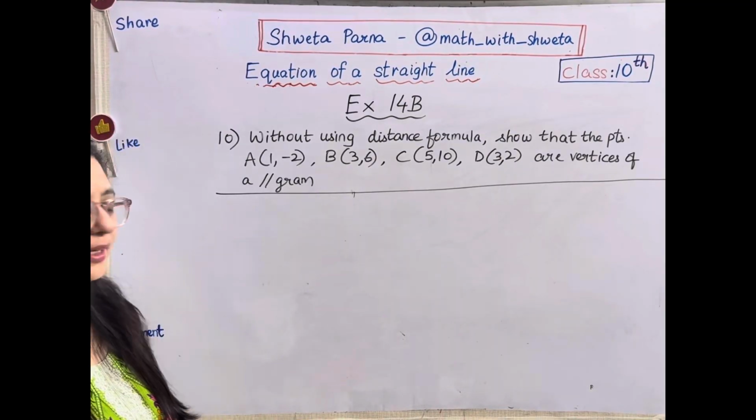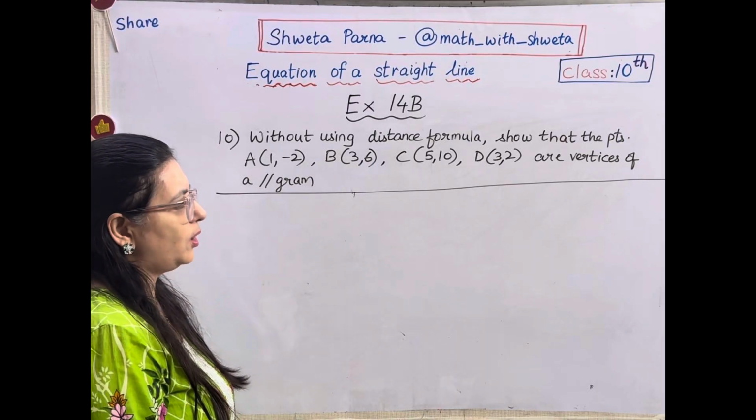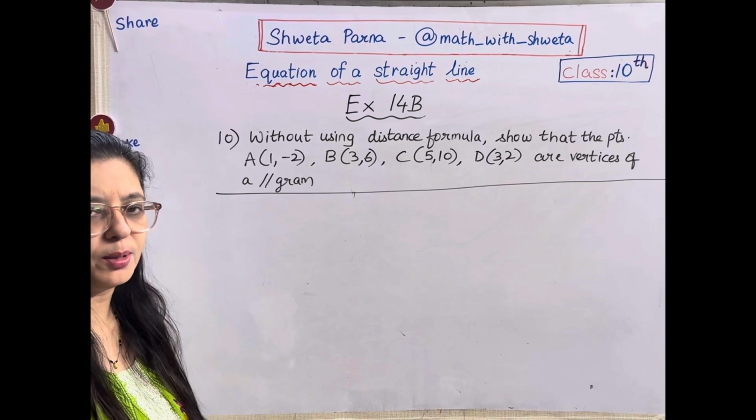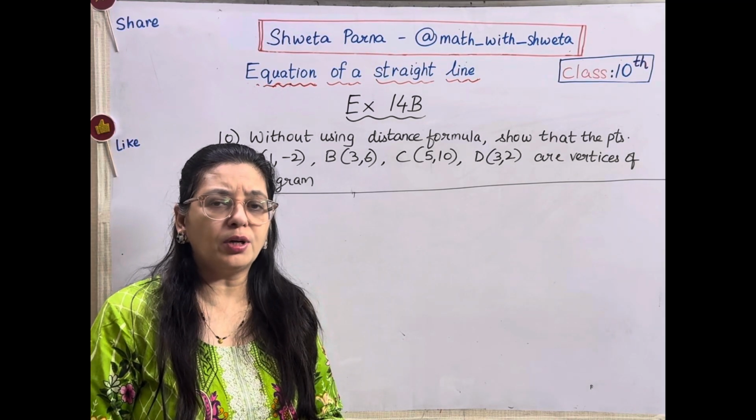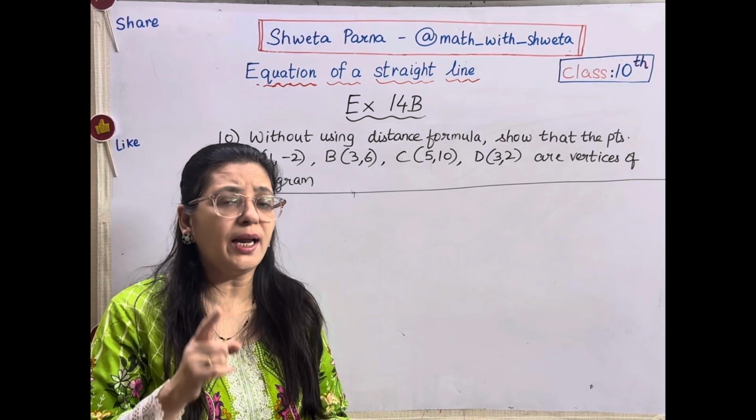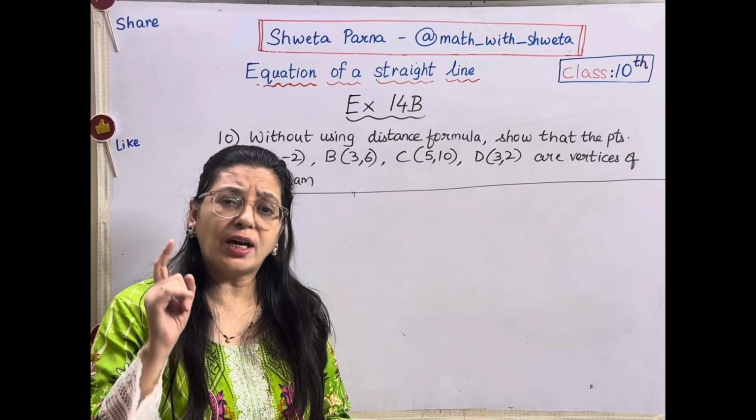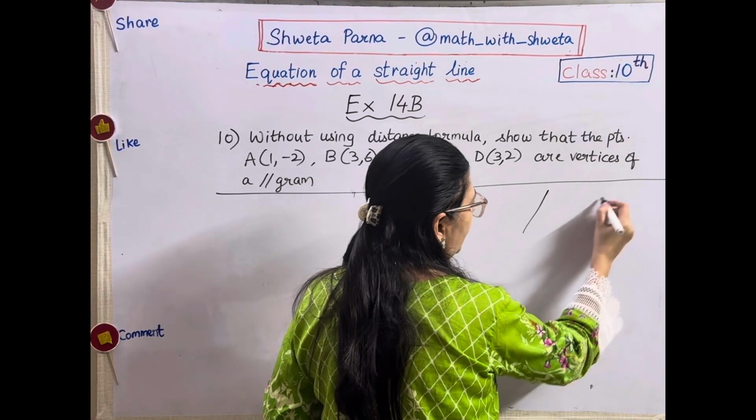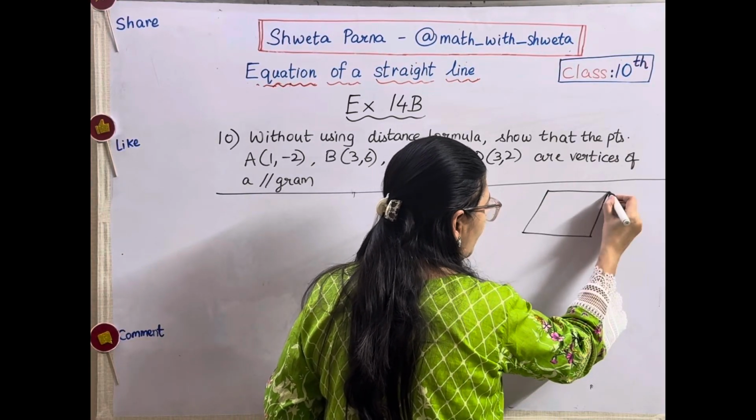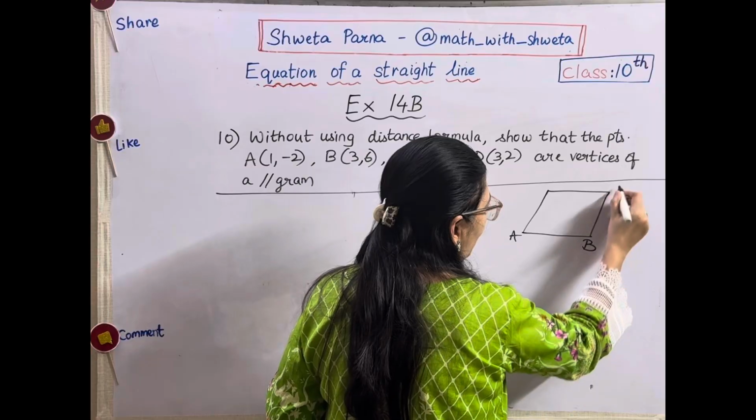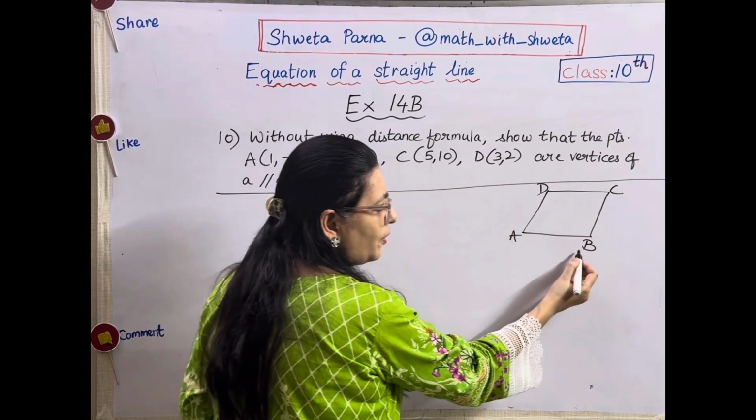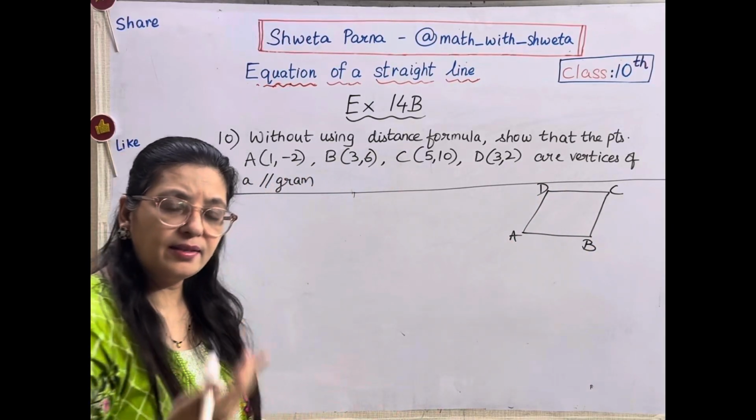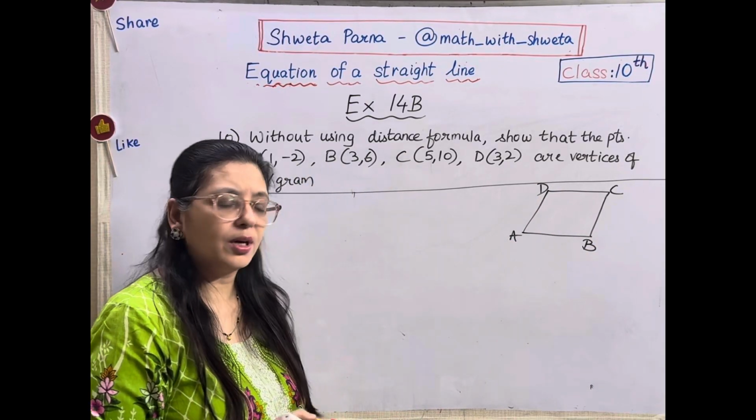Let's do question number 10. Without using distance formula, show that the points A, B, C, D are vertices of a parallelogram. Now, what are the properties of a parallelogram? Opposite sides are equal and they are parallel. So, to prove that opposite sides are parallel, you need to first find the slope. So, let's draw a rough figure to understand. We have to prove it's a parallelogram, but to understand what to do. So, first you will find the slope of AB, BC, CD, AD. And then we will check whether it is a parallelogram or not.